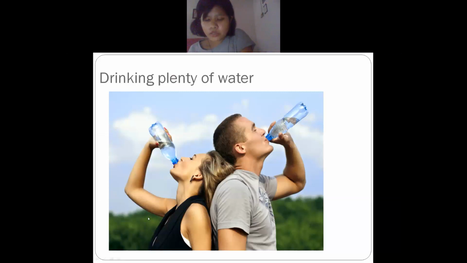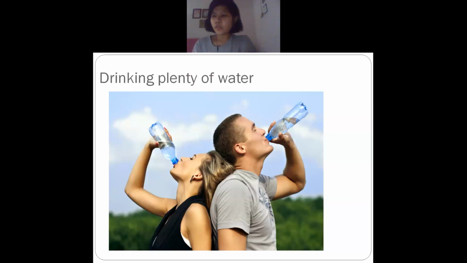Next is drinking plenty of water. You can ask the patient to drink plenty of water. Why? Because if a person drinks plenty of water, the blood circulation will be good. The pathway, that pipe, where the blood passes and goes to the different parts of your body. If you drink water, what will happen? It will become thinner in size. If it becomes thinner, what will happen? It will be easy for the blood to flow to the different parts of your body. So that's why you should drink plenty of water.